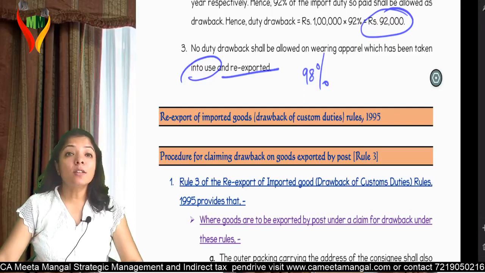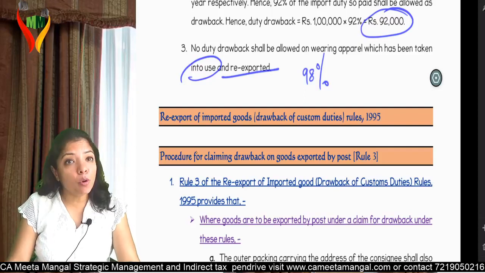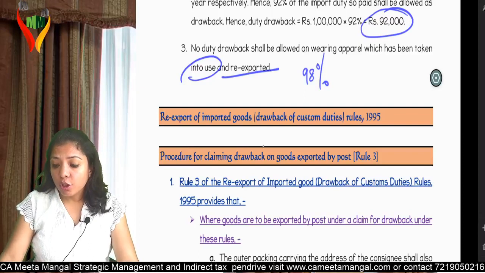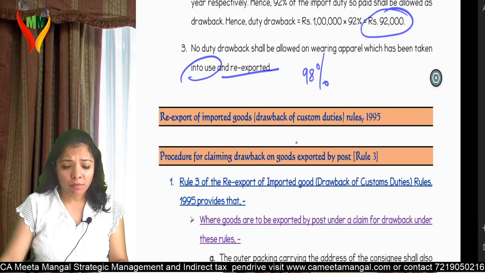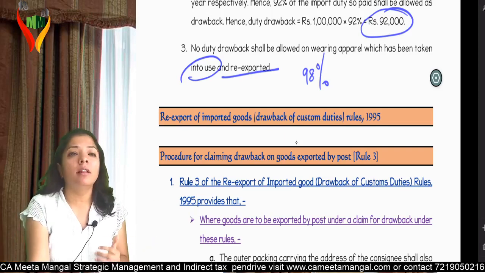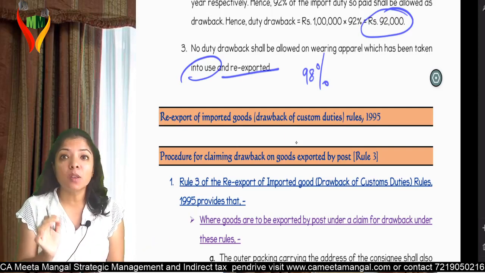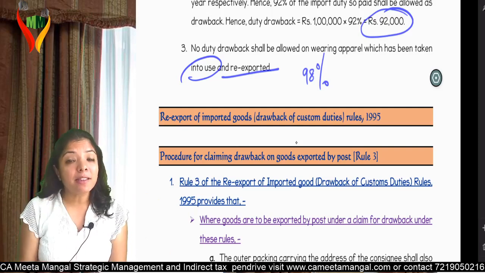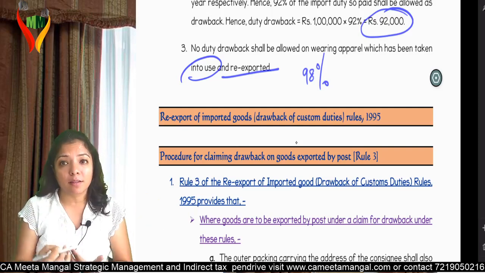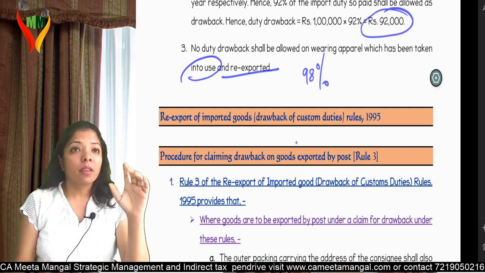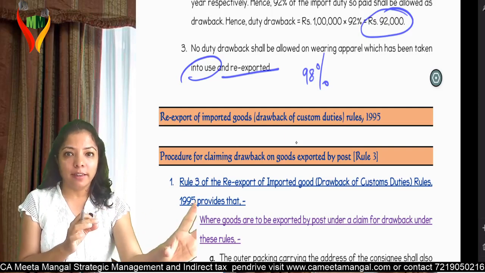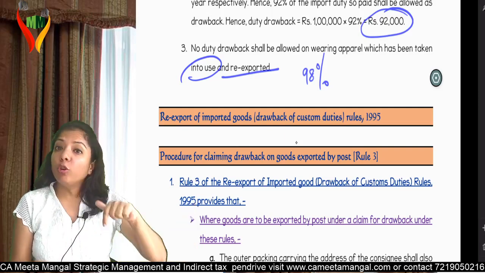Okay, so now let's go ahead with the rules. Re-export of Imported Goods, Drawback of Customs Duty Rules, 1995. See, everything is not important in these rules, but there are a few things which are really important. I'll emphasize those points as they come. One is the drawback amount, which you have just studied. Second is you're going to claim for drawback.